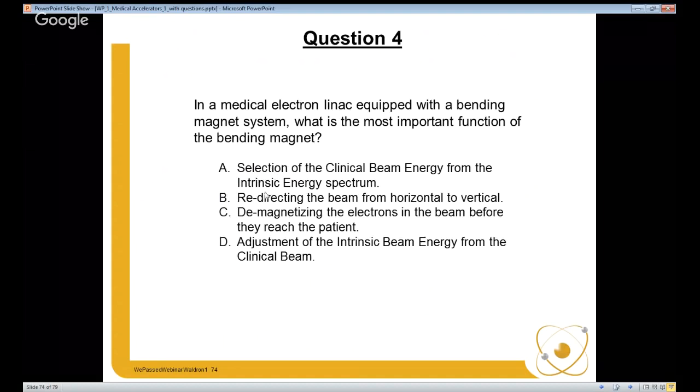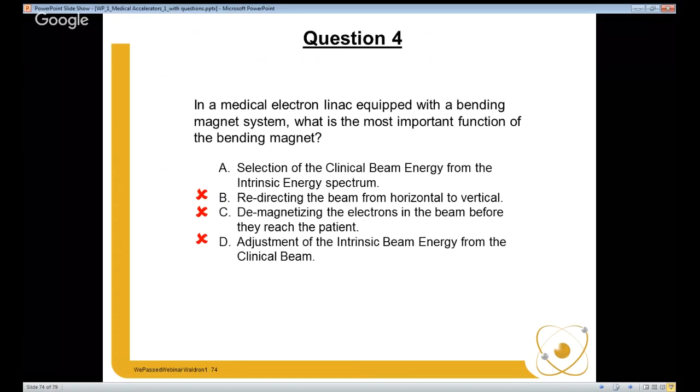All right, in a medical electron LINAC equipped with a bending magnet, what is the most important function of the bending magnet? Is it B, redirecting the beam from horizontal to vertical? That is one of the things it does, but it is not the most important function. Demagnetizing the electrons in the beam before they reach the patient? No. Adjustment of the intrinsic beam energy to the clinical beam energy?